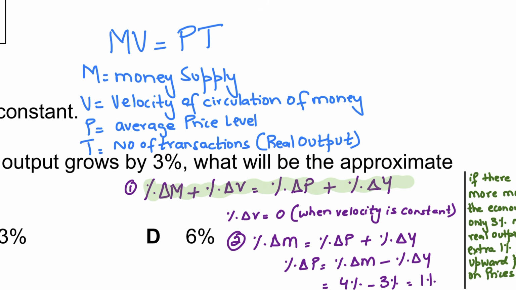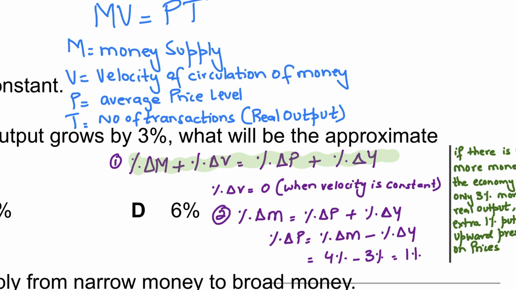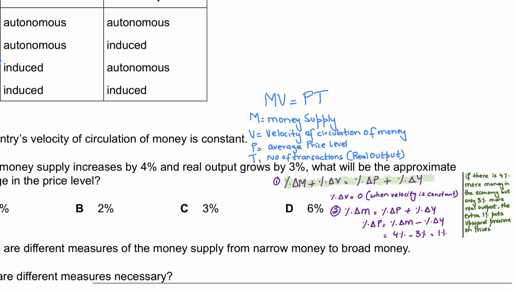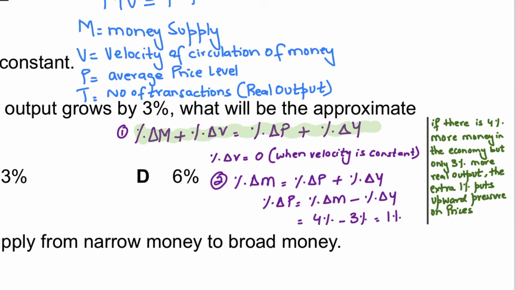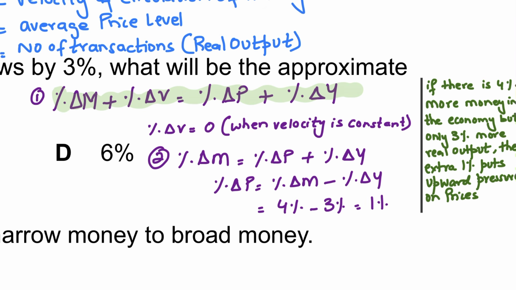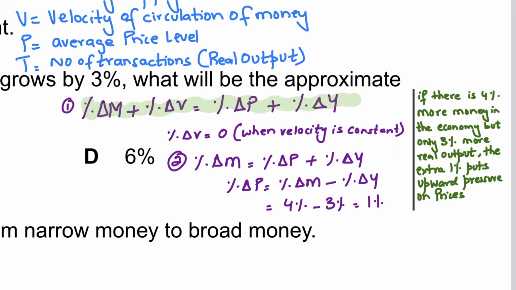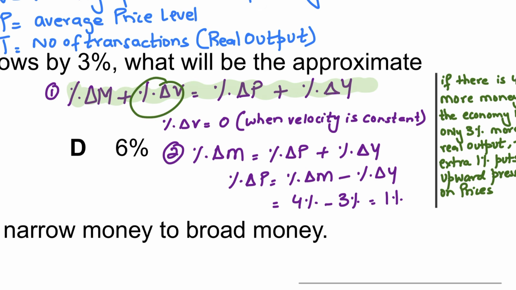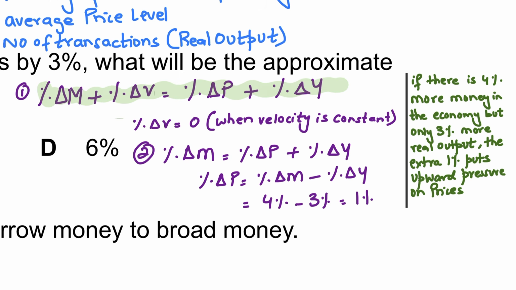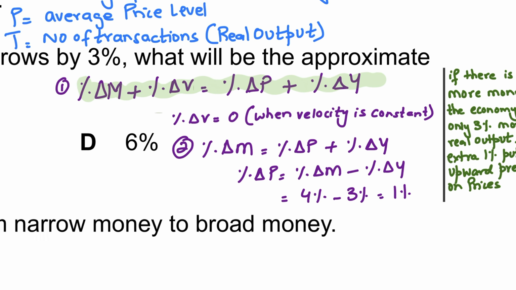So percentage change in M plus percentage change in V. You have MV here, right? So percentage change in M plus percentage change in V equals percentage change in P plus percentage change in Y. Y means your output. If you're assuming velocity as constant, because in this question it is given as constant, fine. But if in a particular question velocity is not assumed constant and they have given the percentage change in the velocity, then you will apply that value in the formula. But here it's 0. So we can just remove this and say percentage change in M equals percentage change in P plus percentage change in Y.